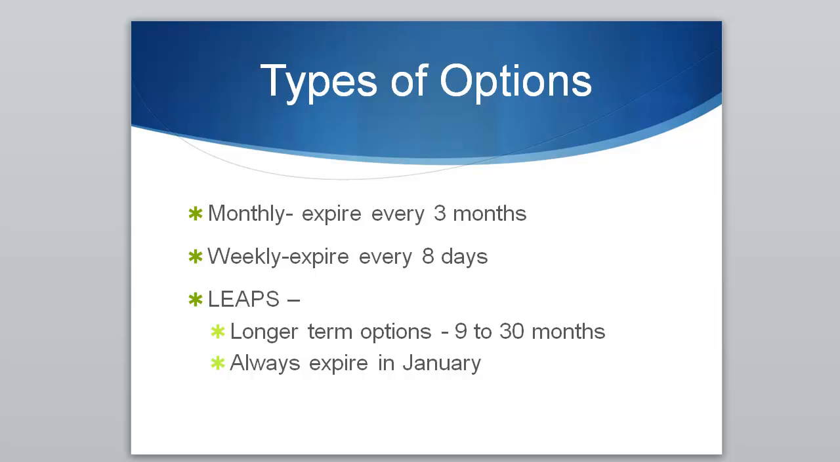Now there are three basic types of options. You've got just the monthly options, which expire every 3 months. You've got a weekly option which expires every 8 days, and then you have what's called the LEAPS, which are the long-term options, which are 9 to 30 months out and always expire in January.